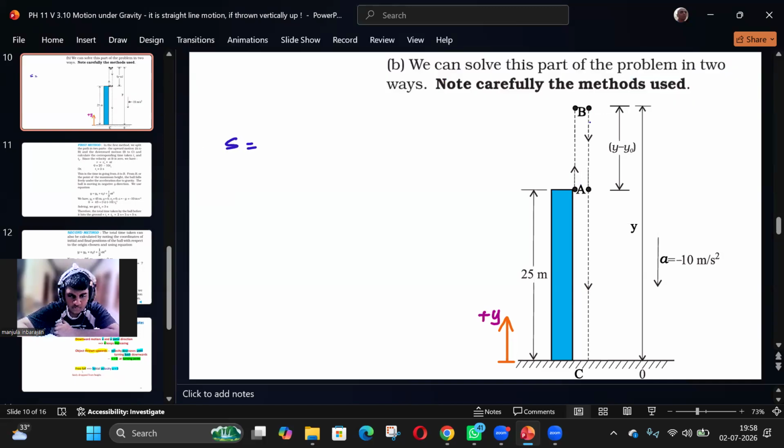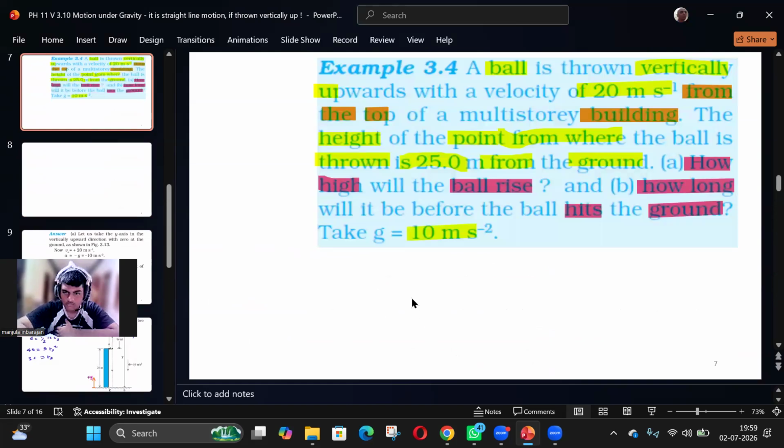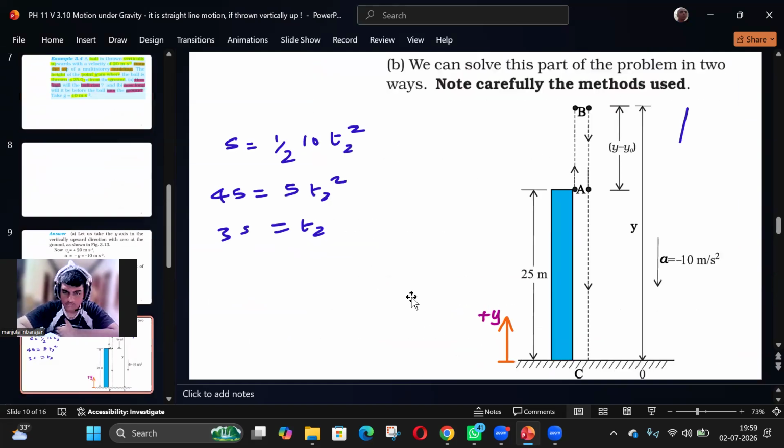S equal to ut plus half at square. U is 0 for this downward motion. So just half, a is 10, and then T2 square is the second, the coming down time. And S is 45. 5 T2 square, so T2 is 3 seconds. And going up time: v equal to u plus at, I can use that. V is 0 and u is 20, minus 10 T1. So T1 is 2 seconds. So total time is 5 seconds.